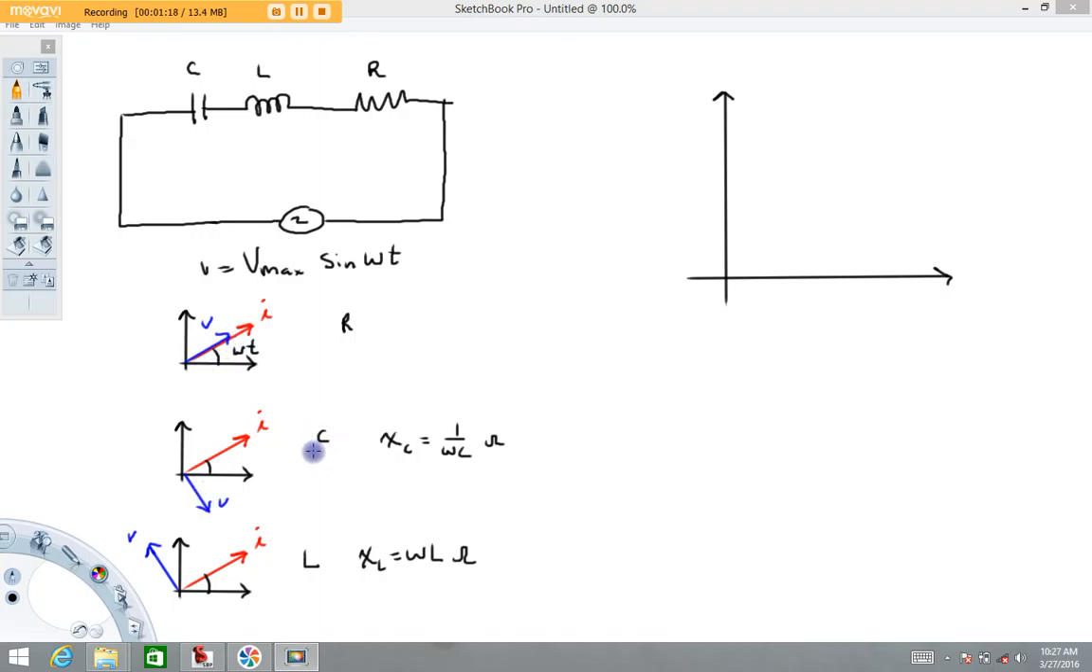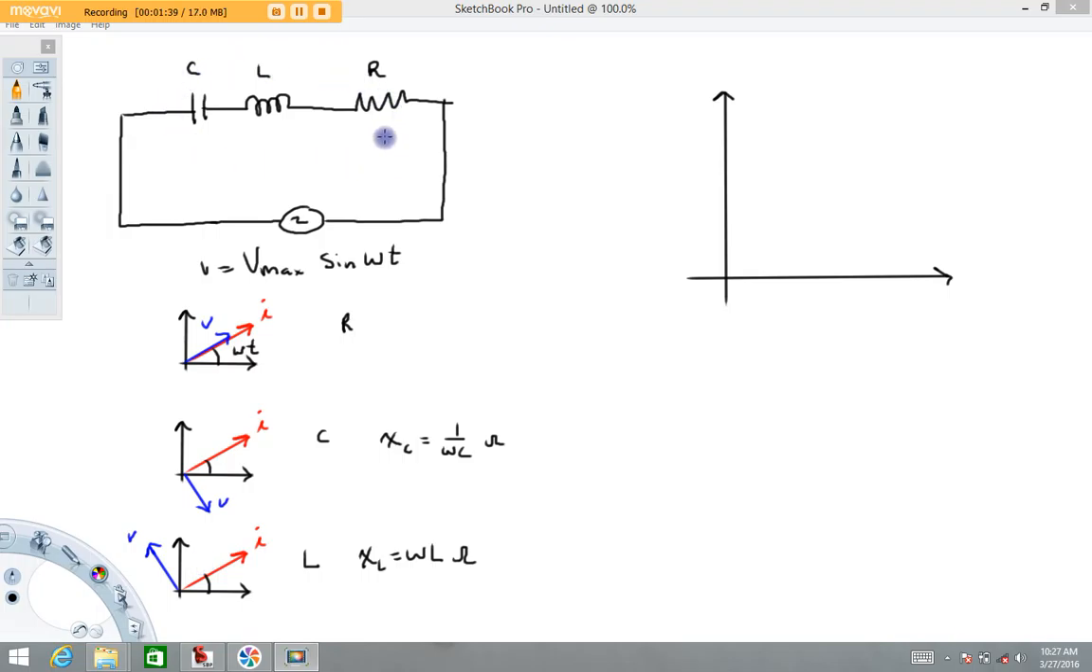For the capacitor, remember that the current leads the voltage. If you go back and watch my video about the capacitor, the current leads the voltage for a capacitor, and for an inductor, the current lags the voltage. These are going to be important facts when we try to draw the phasor diagram for the entire circuit here.